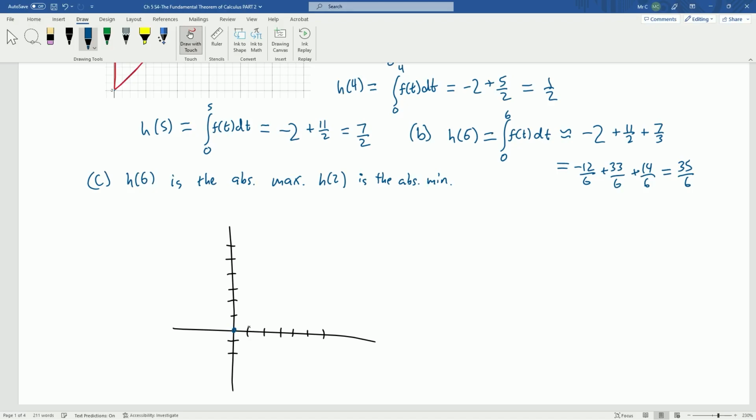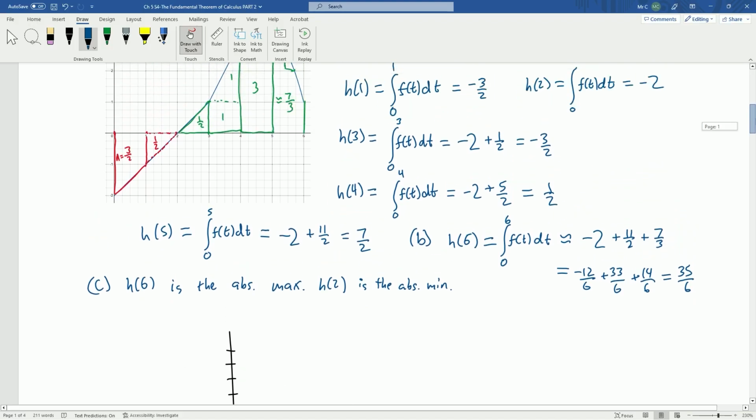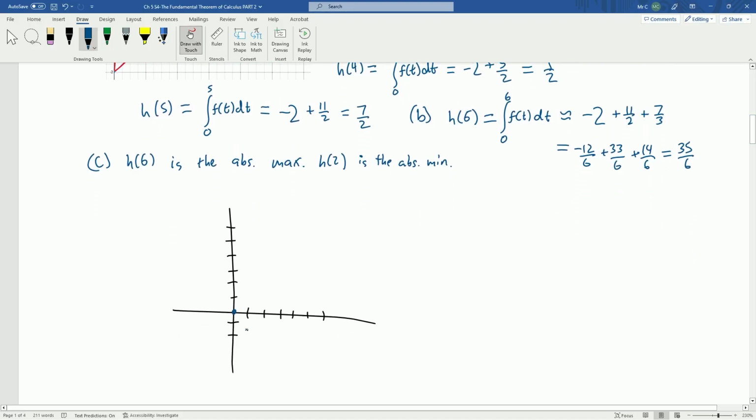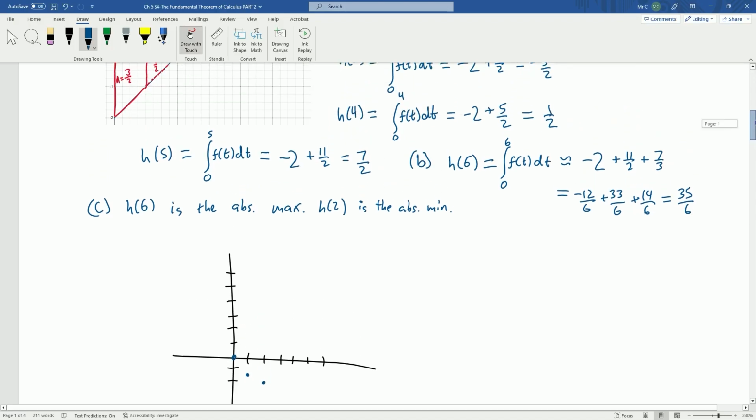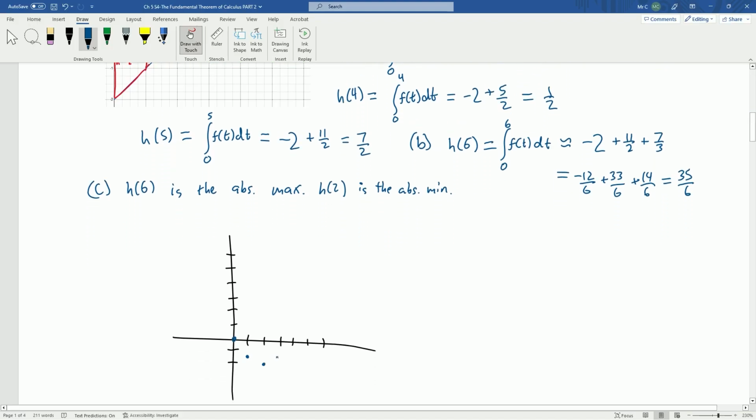H of 0 was 0. H of 1 was -3 halves. H of 2 was -2. H of 3 is -3 halves again. H of 4 is 1/2. H of 5 is 7 halves. That's 3.5, right about there. And H of 6 is close to 6. So our graph looks roughly like this.